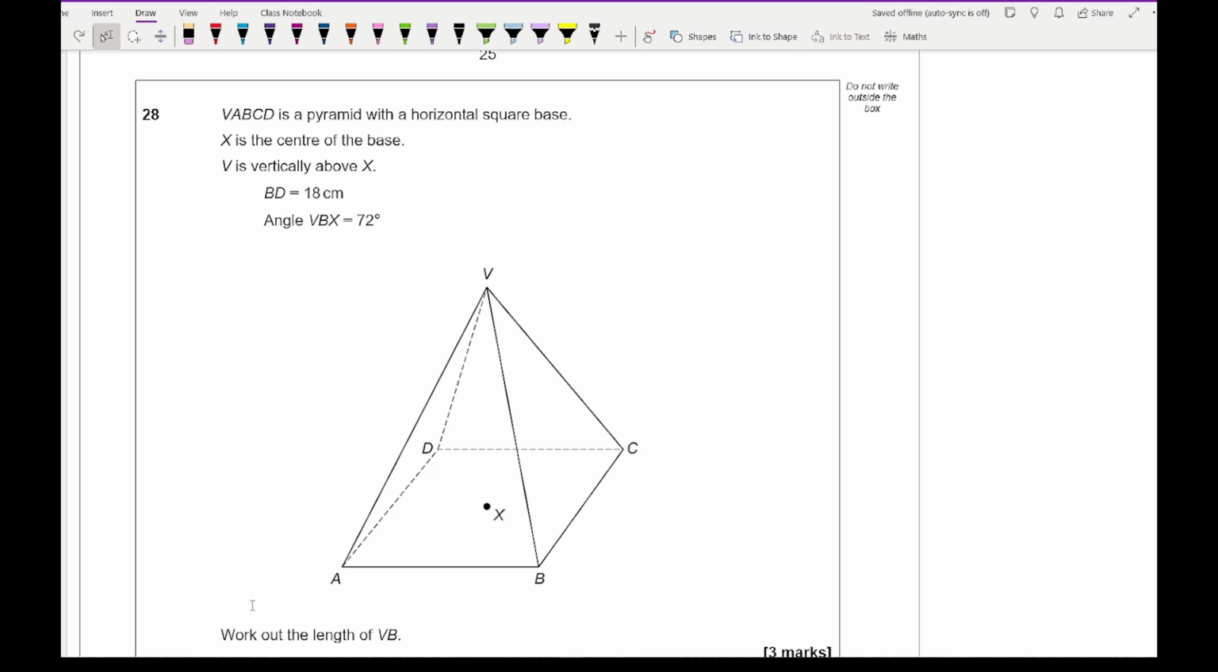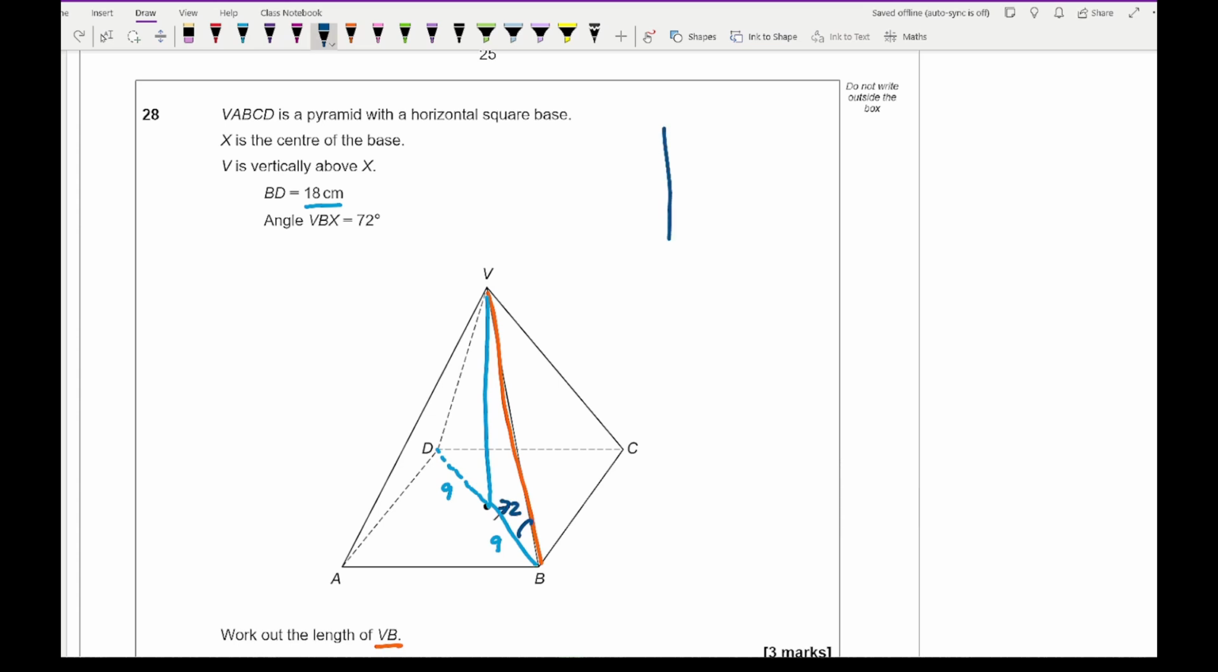Now with these particular questions, it's always important that you establish what it is we're working out. So we want to know what this orange line here is. I'm just going to colour it there. Now, to work that out, I need to know this triangle here. Looking at the information that I know, BD is equal to 18. So that means that this bit here is 9, and so is that bit. We know that the angle VBX, which is this angle here, is equal to 72.